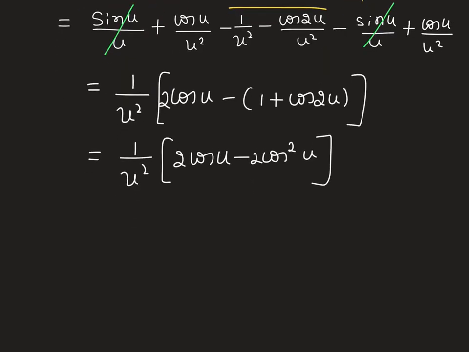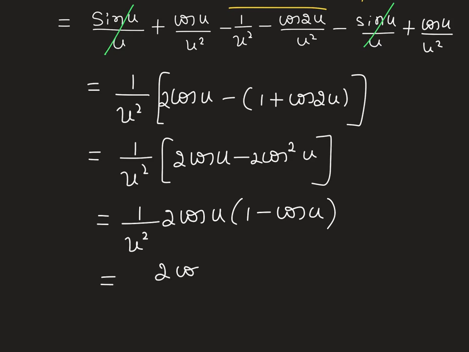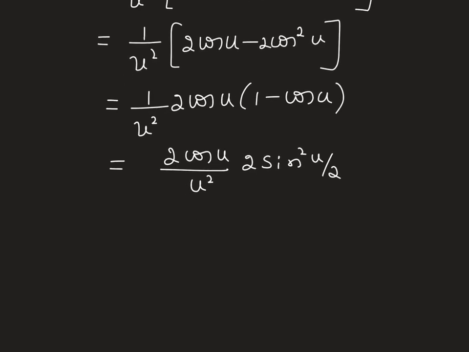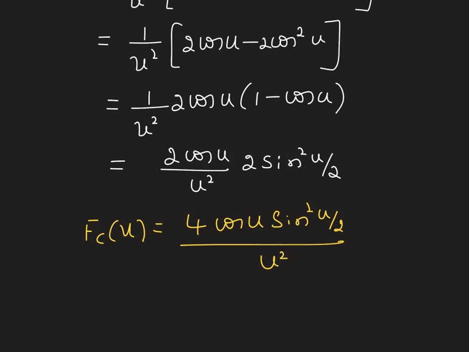Then if you take 2 cos u common out, we get 1 minus cos u. So again this can be simplified as 2 cos u by u square, and 1 minus cos u can be written as 2 sin square u by 2. So therefore we get the final result Fc of u for the given problem is 4 cos u sin square u by 2 divided by u square.